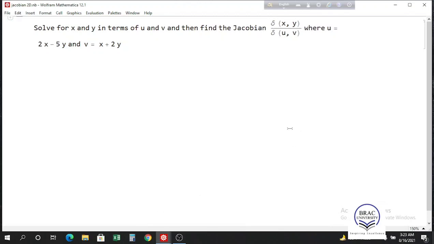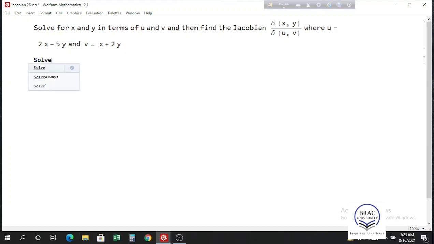Hello guys, in this video I'll talk about how you can find Jacobian in Mathematica. So let's look at this problem. Solve for x and y in terms of u and v and then find the Jacobian J of u, v. So you have to find the partial derivative of x and y with respect to u and v and find the determinant of the Jacobian matrix where the transformation is u equals 2x minus 5y and v equals x plus twice y. So let's find x and y in terms of u and v.